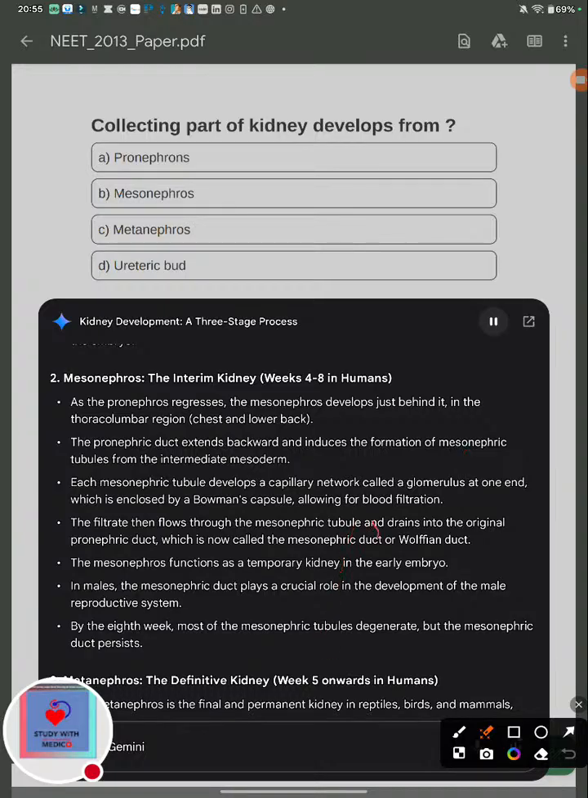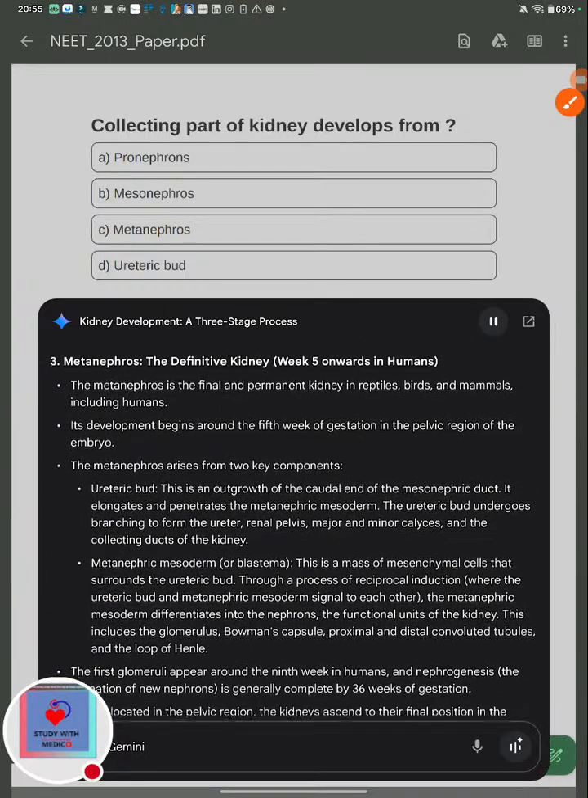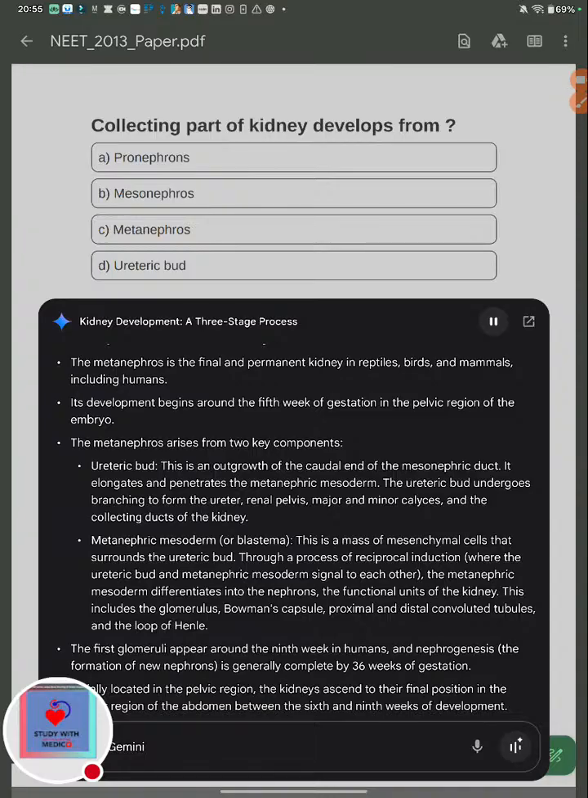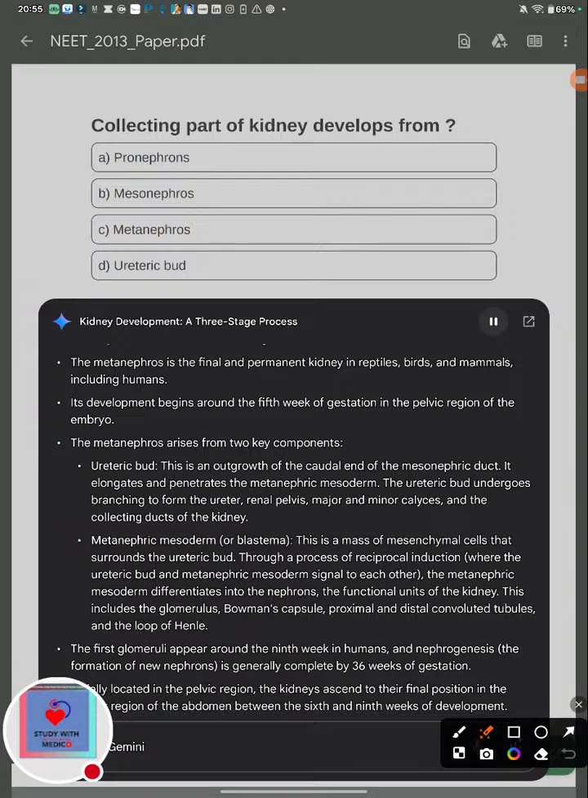3. Metanephros, the definitive kidney, week 5 onwards in humans. The metanephros is the final and permanent kidney in reptiles, birds, and mammals, including humans. Its development begins around the 5th week of gestation in the pelvic region of the embryo. The metanephros arises from two key components. Ureteric bud. This is an outgrowth of the caudal end of the mesonephric duct. It elongates and penetrates the metanephric mesoderm. The ureteric bud undergoes branching to form the ureter, renal pelvis, major and minor calyces, and the collecting ducts of the kidney. Metanephric mesoderm, or blastema.